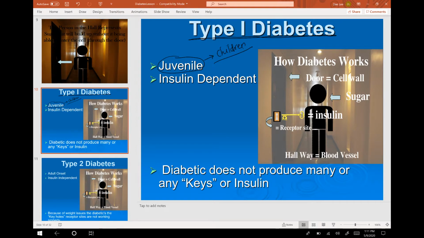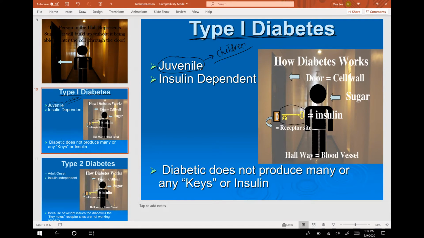Here's our analogy over here. The door, the individual, the key, the keyhole, and the hallway. In the case of type 1 diabetes, the person with diabetes does not produce keys, okay? Or if it does produce keys, it doesn't produce enough keys.